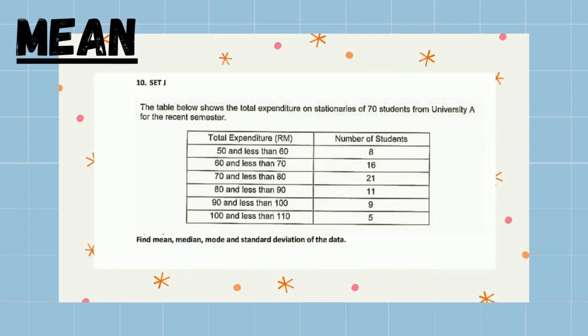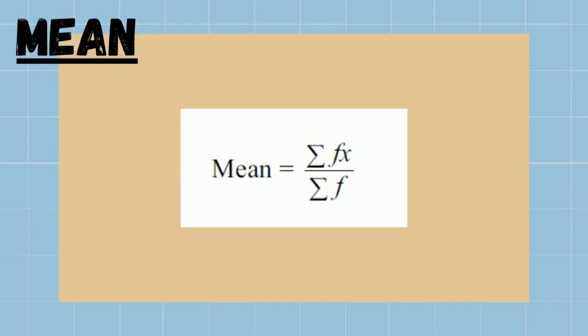Question for set J. The table below shows the total expenditure on stationeries of 70 students from University A for the recent semester. So the table shows total expenditure and number of students. So we have to find the mean, median, mode, and standard deviation of the data. To find the mean, we use this formula, which is the total sum of fx divided by the total sum of f, where f means frequency and x means the midpoint for each class.